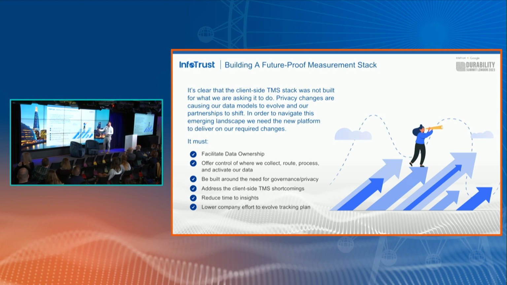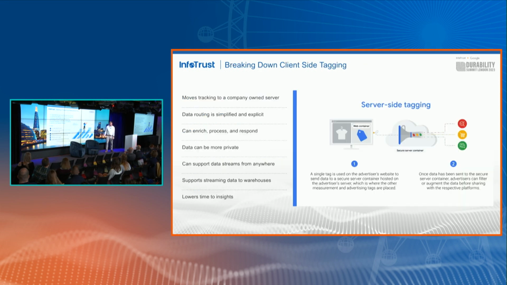Be built around the need for governance and privacy. That's coming, so it has to be built for this. Address all those shortcomings from client side. Reduce time to insights. I mean, we have to wait longer and longer as processing platforms go, so that's important. And lower the company effort to evolve the tracking plan. If we're going to ask questions, answer them, and ask more questions, this can't be a month-long thing. It needs to be a cycle. It's quick. We iterate on this. And server-side's really set up to do all those.